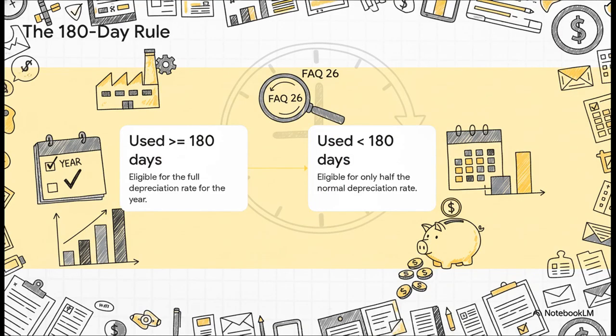Now, hang on. We've hit a critical rule that you just cannot afford to miss. And this is often clarified in guidance like FAQs for tax audits. If you buy an asset and you put it to use for less than 180 days in that tax year, you can only claim half the normal rate of depreciation on it for that first year. This can make a huge difference to your final calculation.